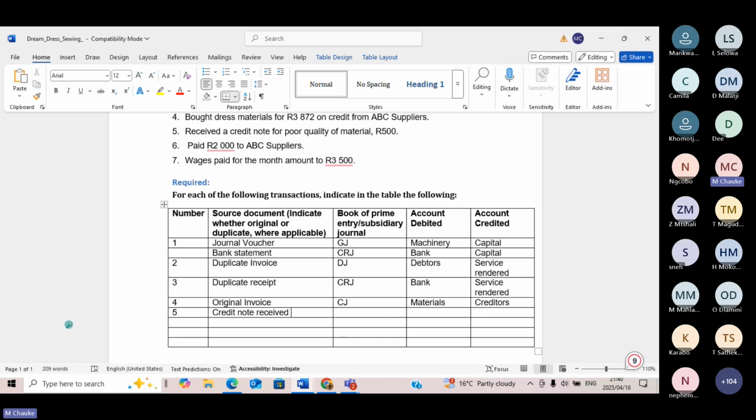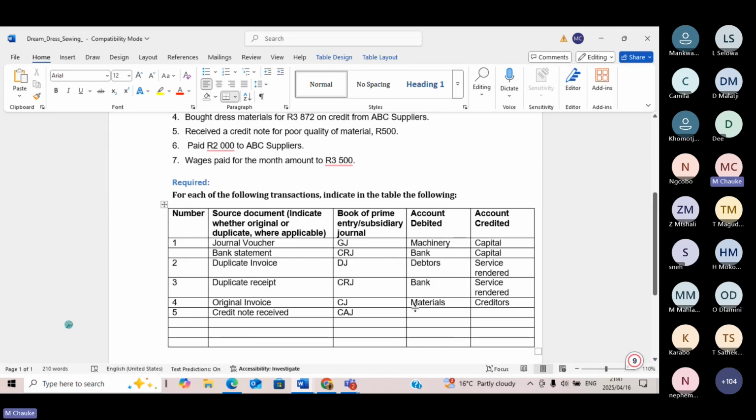And then when it comes to the book of prime entry, for credit note received, our book of prime entry is going to be CAJ, which is creditors allowances journal. And when you issue a credit note, where the source document becomes credit note issued, the book of prime entry is going to be debtors allowances journal. It's going to be DAJ. Did you get that one? I'm just trying to differentiate the two so that you better understand. Are you fine? Did I answer your question?